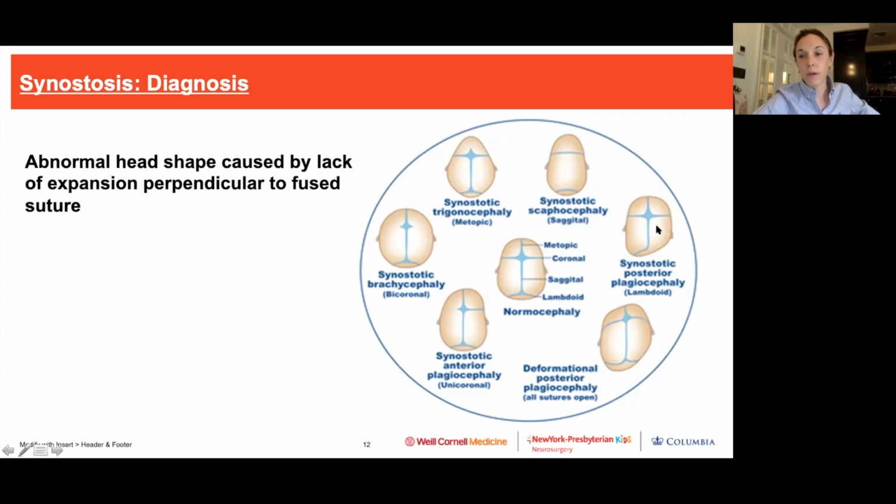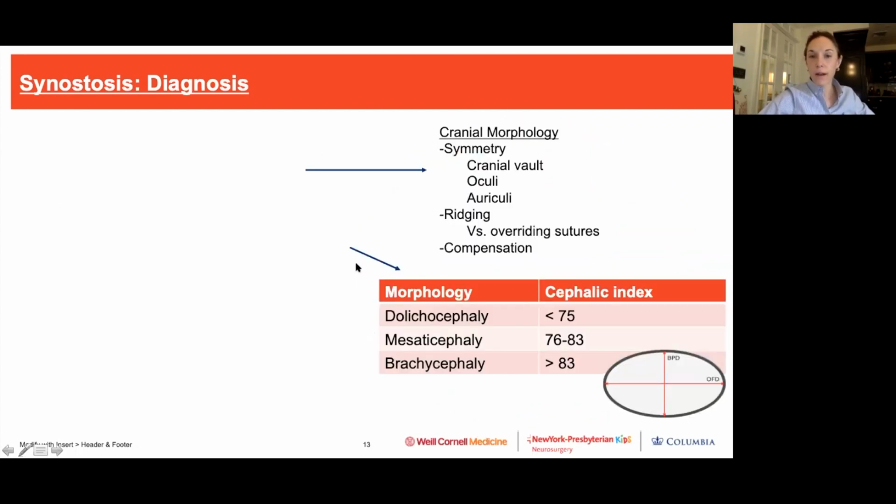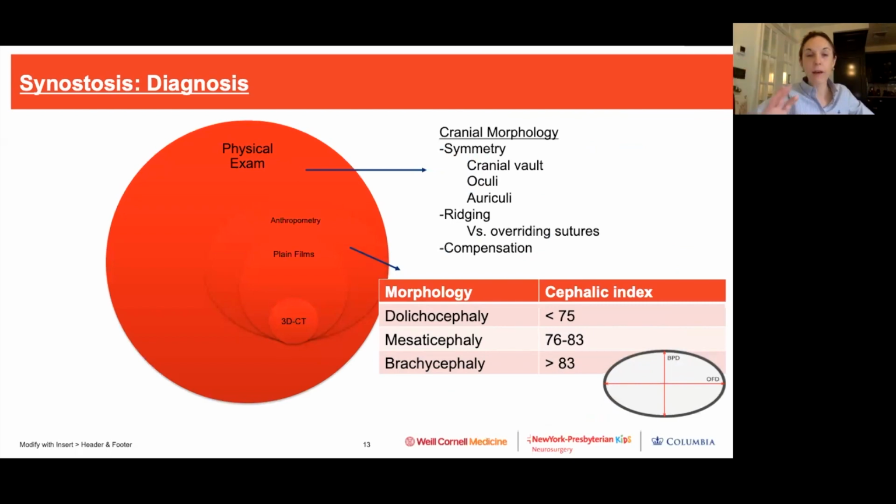Lambdoid synostosis is the most uncommon of them all. You don't need to know it, typically, in practice. I'll show you some examples of it. All right, so that's just walking around the wheel of how to diagnose this.